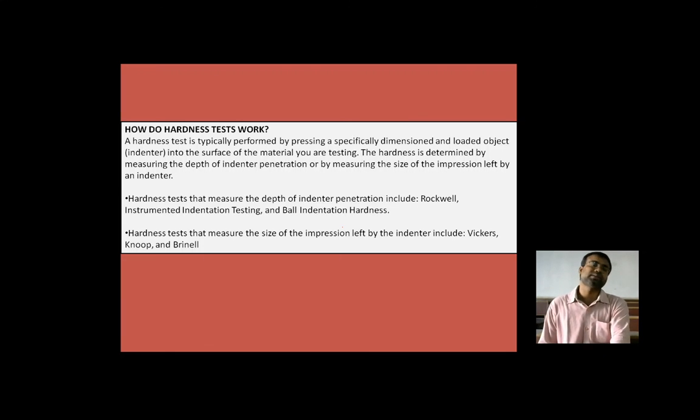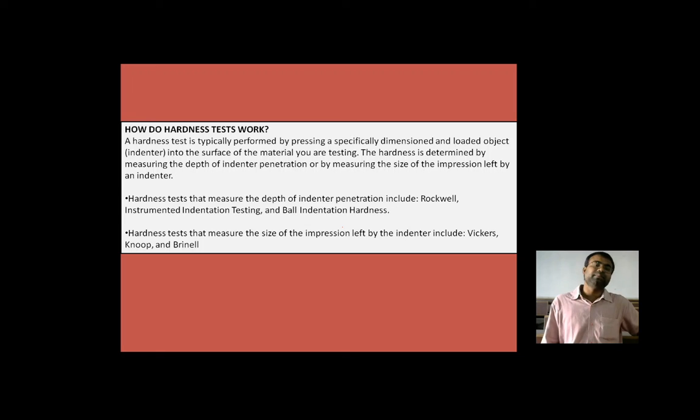A hardness test is typically performed by pressing a specifically dimensioned and loaded object, an indenter, as we discussed. The indenter is either in a diamond cone shape or a ball indenter, depending upon the thickness of the material. The hardness is determined by measuring the depth of the indentation or penetration, or measuring the size of the impression left by the indenter, which defines the hardness of that particular metal.